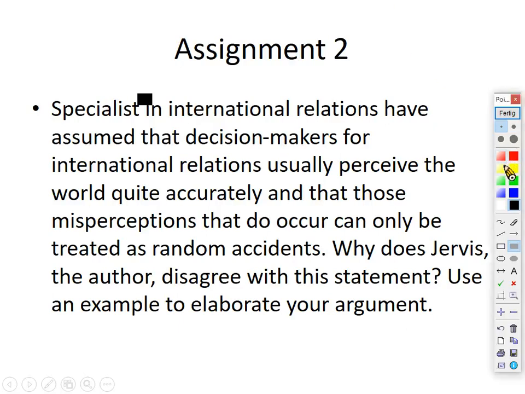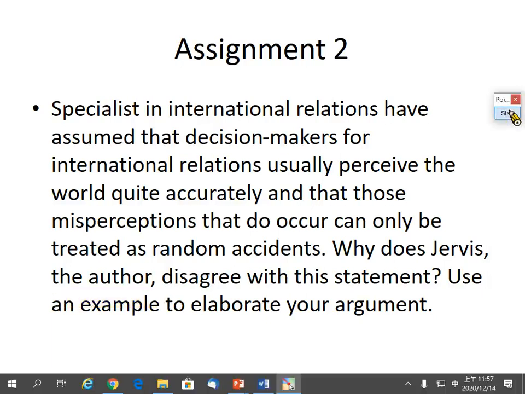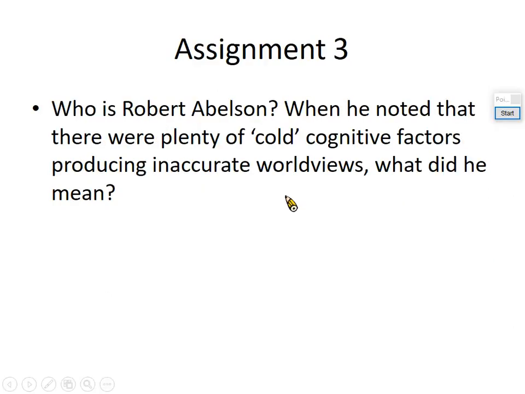So basically I want you to identify a real example in the wider world, okay? You can use your own, of course, or some VIPs out there. It's up to you. Number three, who is Robert Jervis? Well, there's a full illustration in the text, right? Okay. I just want you to know him a bit. That's it. When he noted that there were plenty of cold cognitive factors producing inaccurate worldviews, what did he mean?